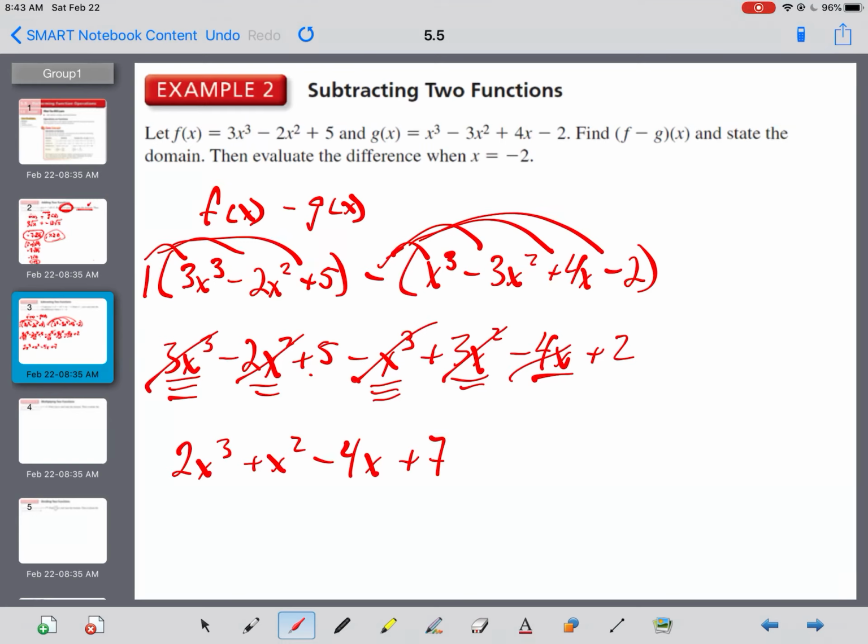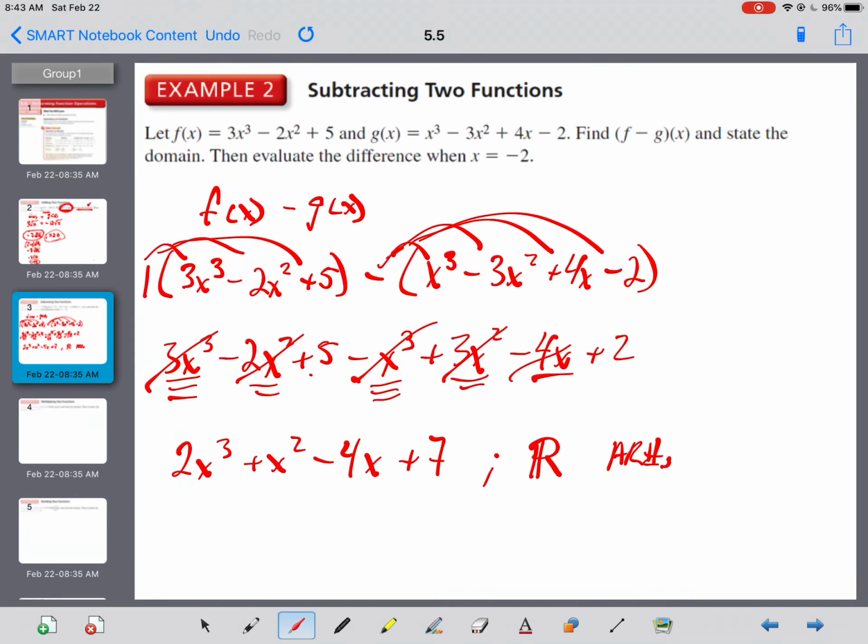Now I have to worry about domain restrictions. There are none for this. Any number can be cubed or squared. So the domain would be, you could do the big R for all real numbers, or you could say all real numbers, whatever way you want to symbolize it, okay?